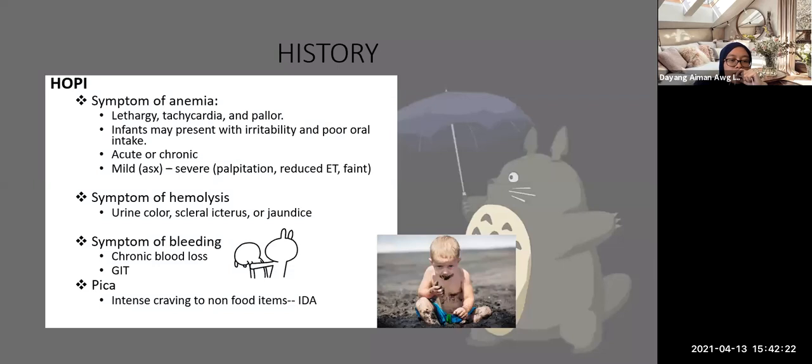Okay, so we also need to ask for the history, including the other symptoms of anemia, and we need to find the cause, whether it is because of hemolysis or if the patient has symptoms of bleeding, and also pica. So pica is an intense craving for non-food items. Usually they will have a craving for ice, or in children they will eat anything like soil or any non-food object. So it is pathognomonic for IDA.